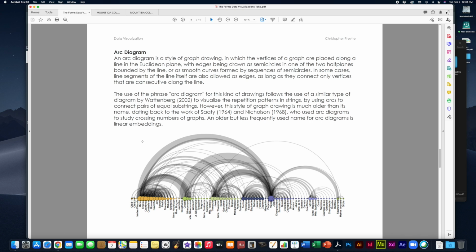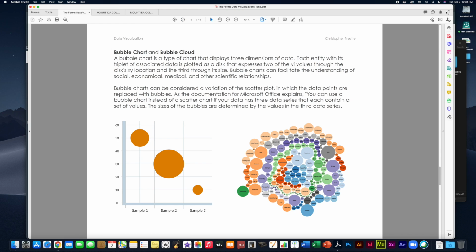An older but less frequently used name for the arc diagram is linear embeddings, which is a sexier sounding name, but maybe not quite as visually accurate. This is made up of a whole bunch of arcs, so why not call it an arc diagram? Works out nicely. Okay, next, my favorite type of chart or graph is the bubble chart or the bubble cloud.